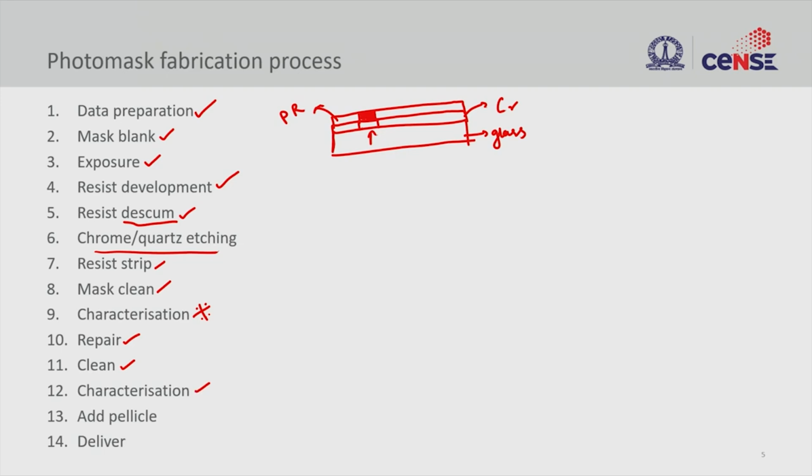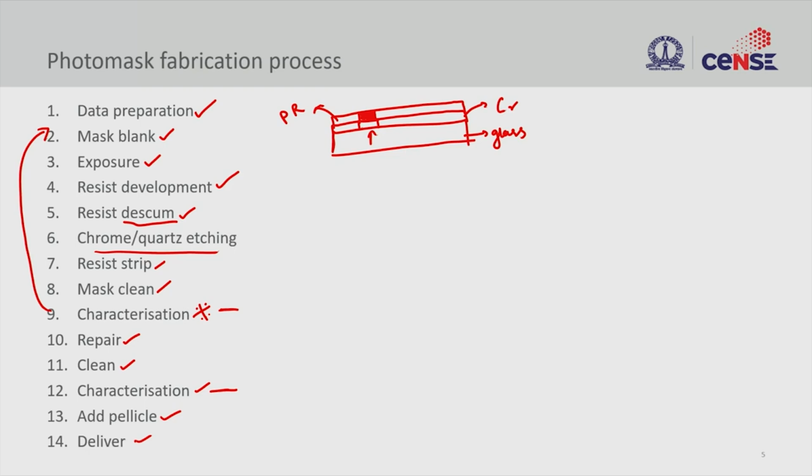Once the repair is done, you add a pellicle, that is a protection layer that you put, and then you deliver the mask. Okay. In some cases at this step you will find out that your repair has not worked, or even in the previous characterization step, you have found out that your mask is completely out of specification. So what you do is you start from this process again. So there is no way to rework this mask.